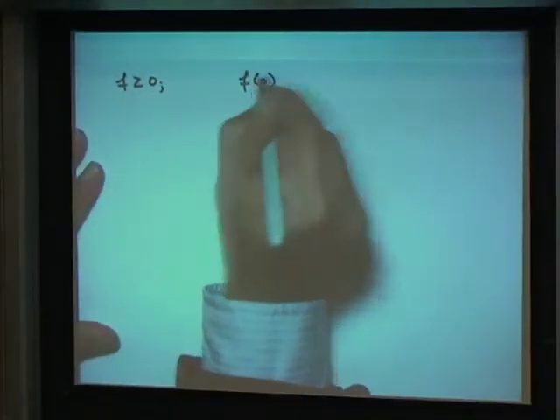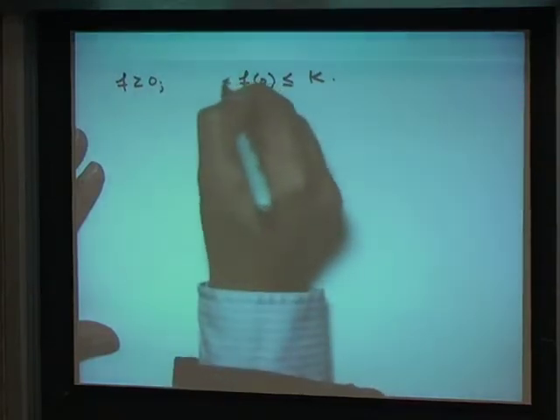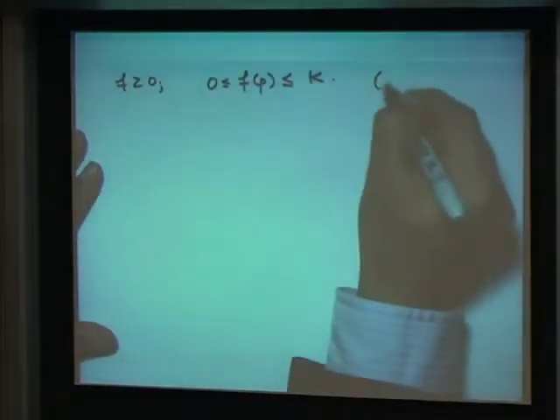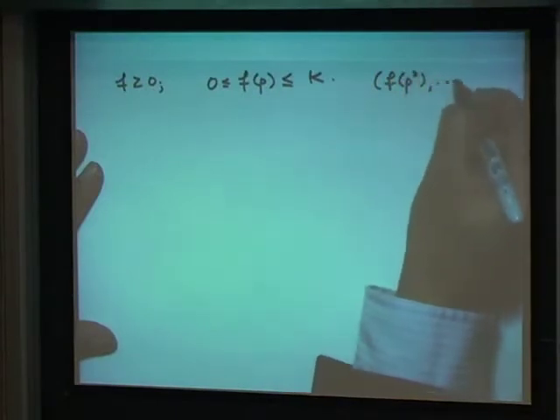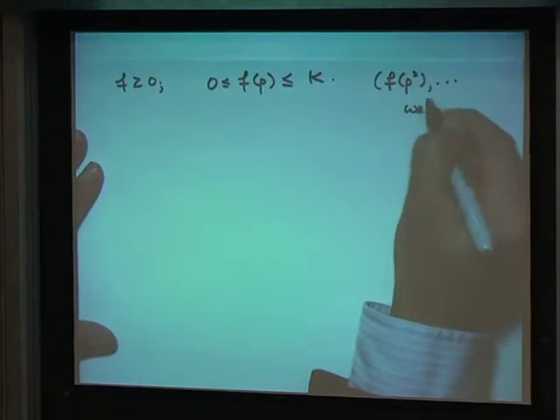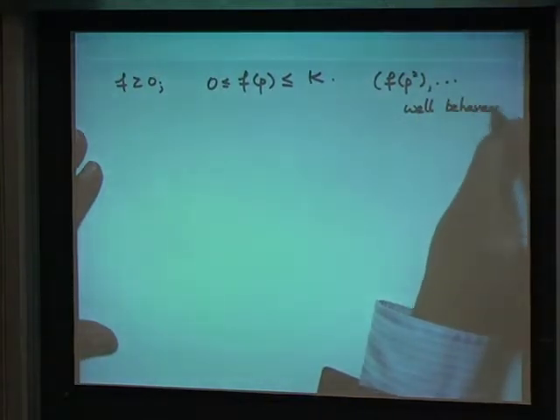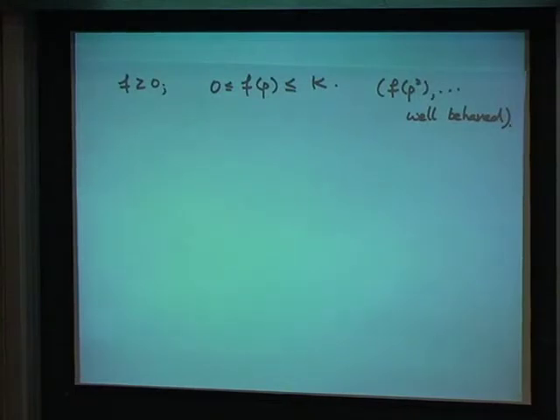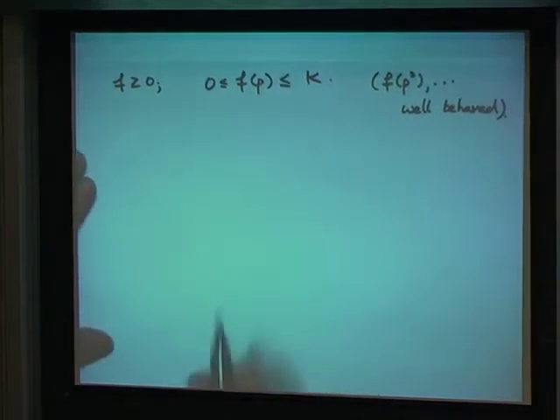Okay. Then, of course, there are also error terms to be considered. But at least if f is non-negative and f(p) is bounded by some constant k, and f(p squared), etc., are a little bit tame, not too wild, or well behaved, let's say, then I can prove that this expectation that I have, an upper bound of this type, holds. So this is a very simple argument, so I can give it to you.